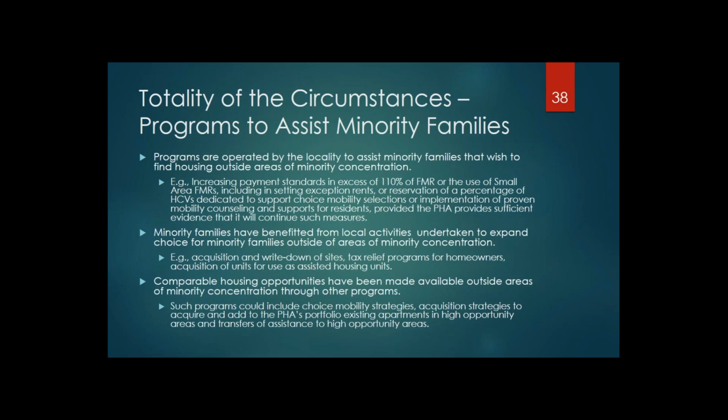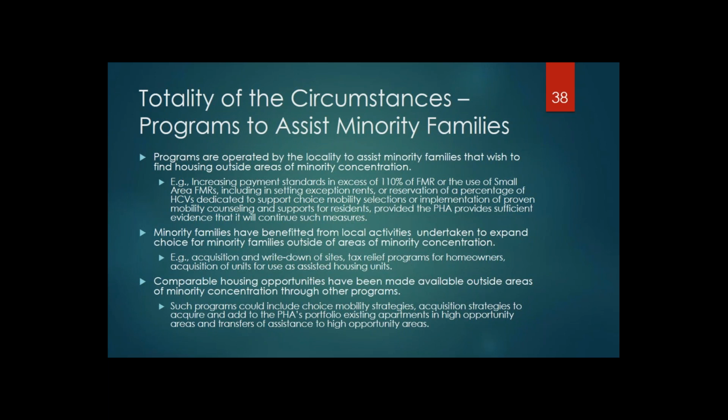Next one. The regulations also set forth three factors that examine whether there are programs to assist minority families to find housing outside of areas of minority concentration. These three factors are listed on the slide. The first is whether programs are operated by the locality to assist minority families that wish to find housing outside of areas of minority concentration. The second is whether minority families have benefited from local activities undertaken to expand choice for minority families outside of areas of minority concentration. And the third is whether comparable housing opportunities have been made available outside areas of minority concentration through other programs.